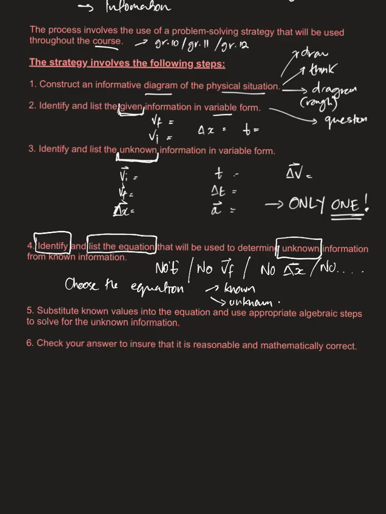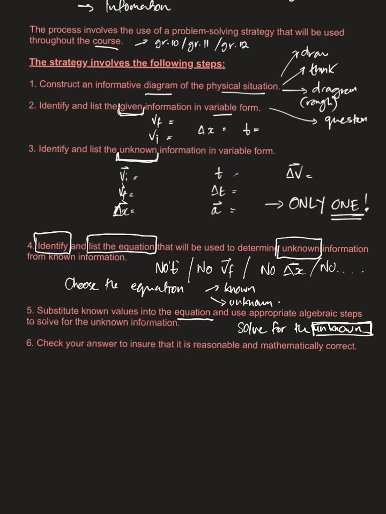All right, the next one says substitute known values into the equation and use appropriate algebraic steps to solve for unknown information. All right, when we have these types of questions, I want you to think of them because they're equations. We can solve for the unknown. You know, in maths, when they say solve for x, that's what we do here. That's the kind of mathematical skills. We need to get the unknown by itself. We need to solve for it.